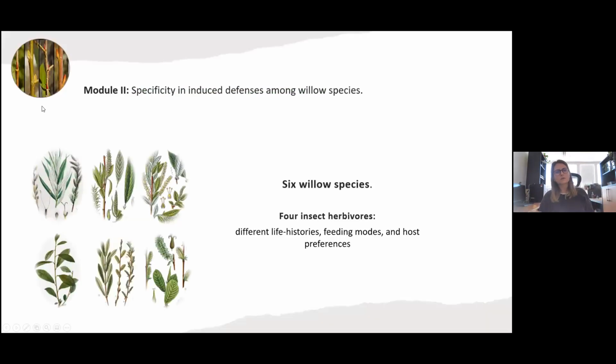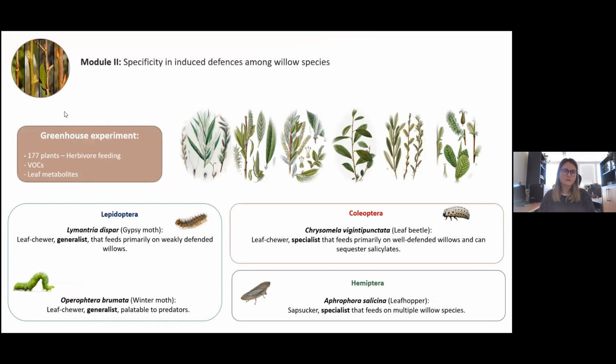So in the second model, which has this specificity across 6 willow species and 4 insect herbivores, again in a greenhouse experiment, the selected herbivores show different life histories, feeding modes, and host preferences. We used 177 plants, and the willow species selected were Salix aurita, Salix cinerea, Salix fragilis, Salix purpurea, Salix viminalis, and Salix triandra. And we had 2 species of Lepidoptera, Lymantria dispar and Operophtera brumata, 1 beetle species, Chrysomela punctata, and 1 hemipteran, Aphrophora salicina. We exposed these herbivores in the greenhouse experiment.